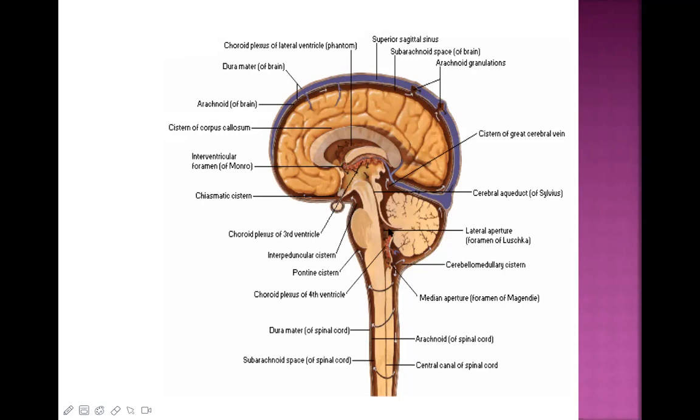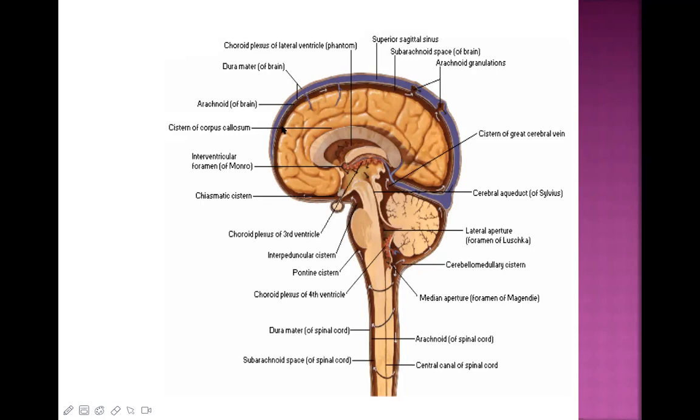From the third ventricle, it will reach the fourth ventricle through the cerebral aqueduct, a very small duct here. This is the fourth ventricle. From the fourth ventricle, the CSF will come out into the subarachnoid space through three openings: one foramen of Magendie, which is a median one, and two foramina of Luschka, which are the lateral ones. And then CSF will circulate all around the subarachnoid space.